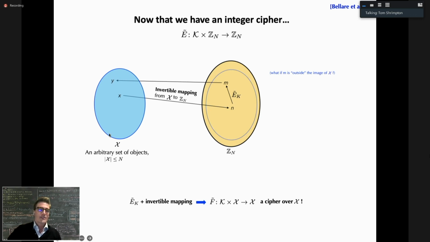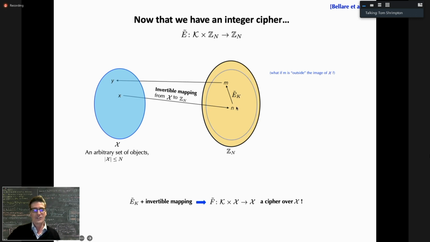What if I have an arbitrary set, calligraphic X, an arbitrary set of objects, and the number of those objects is at most n, so that I could enumerate all the objects in this set, giving each of them a number between 0 and capital N minus 1. Moreover, let's say that I had an invertible mapping that allowed me to go from a point X in this set of arbitrary objects, think of these as being like street addresses or quotes from books or whatever, I could map from this domain into the integers.